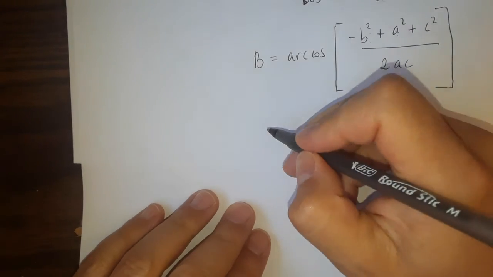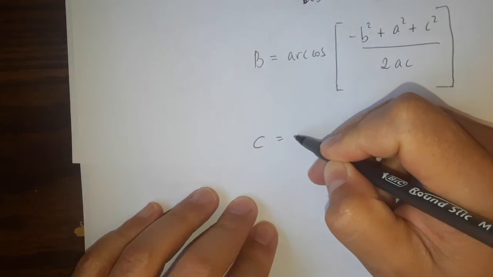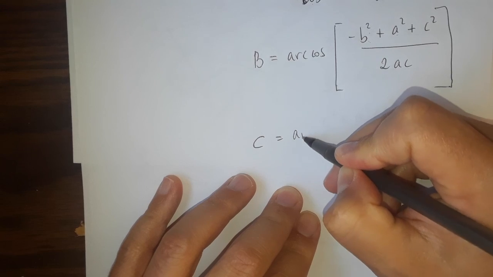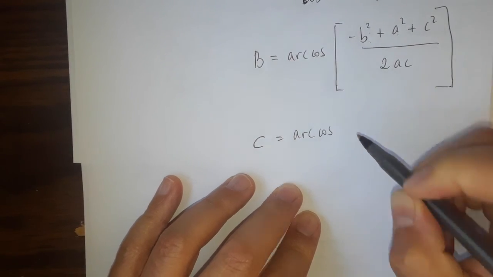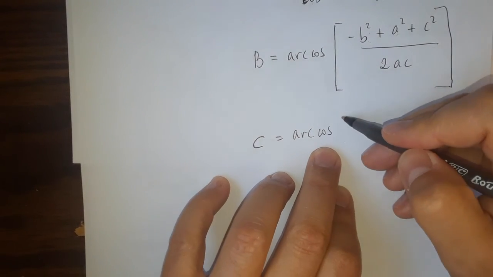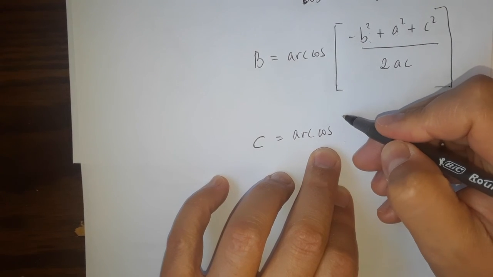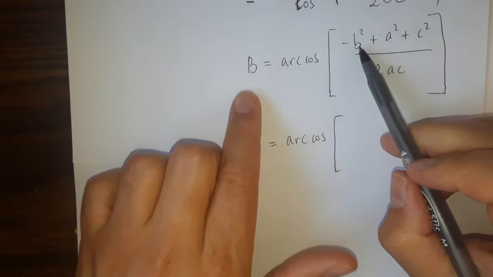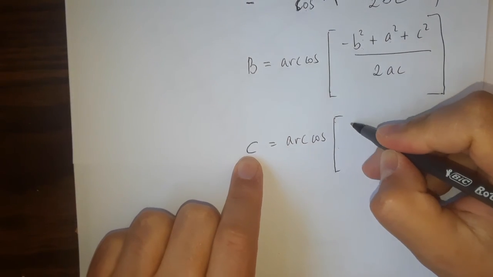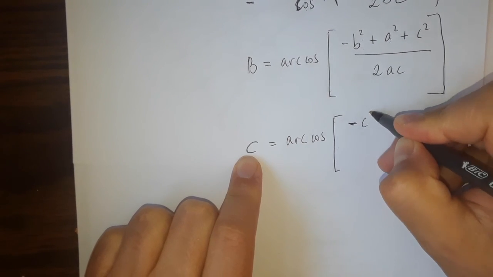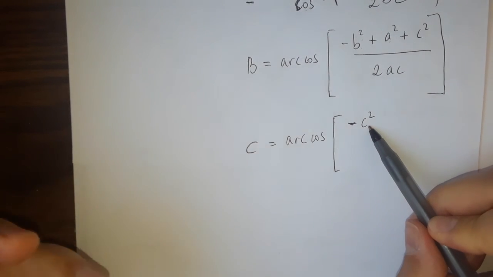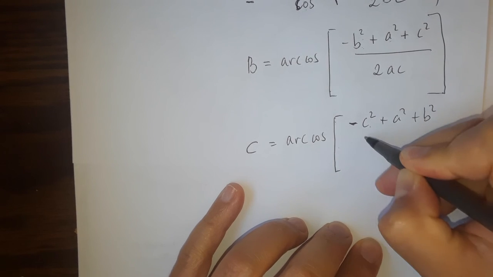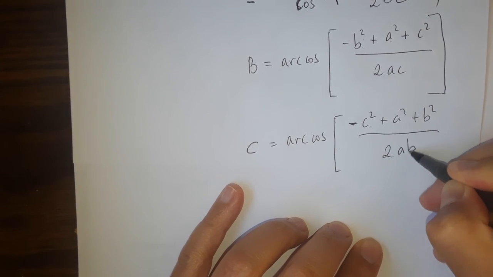Right? And if we want to solve for C, it's arc cosine or inverse cosine, it doesn't matter. Arc cosine is the same thing. Some calculators write arc cosine, some other ones just write inverse cosine. So C, what do we have to write? Negative C squared, and because I have to use C, what it's missing is AB, so I'm going to have A squared plus B squared over 2AB.